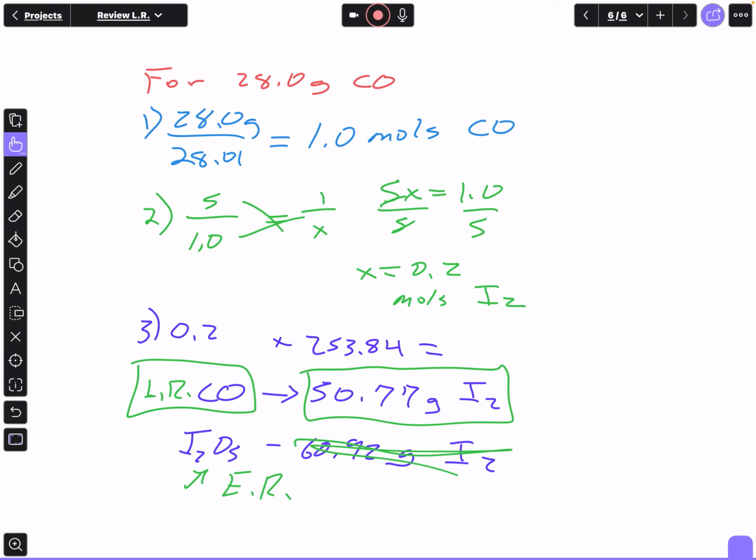You're just having to do it for both reactants and compare your final answers. Your correct one will be the lower amount. Whatever reactant produces that will be your limiting reactant.